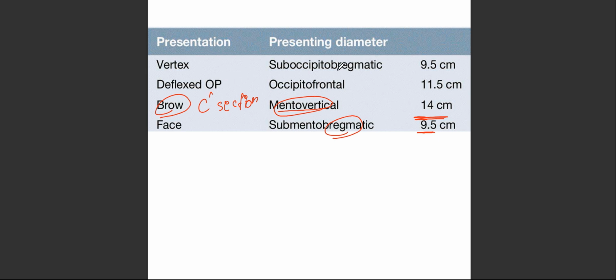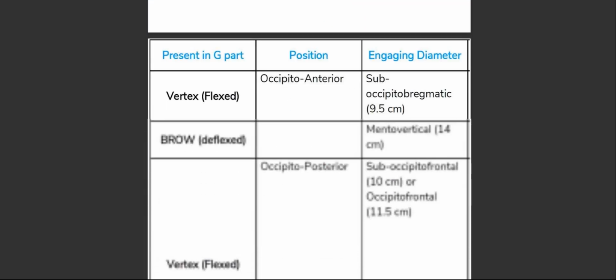For vertex it is sub-occipito-Bregmatic diameter. For the Bregma it is 9.5 centimeter. And deflexed occiput means full, that is 11.5 centimeter. It is the second largest diameter after the mento-vertical diameter. Then one more, let's compile and revise it.